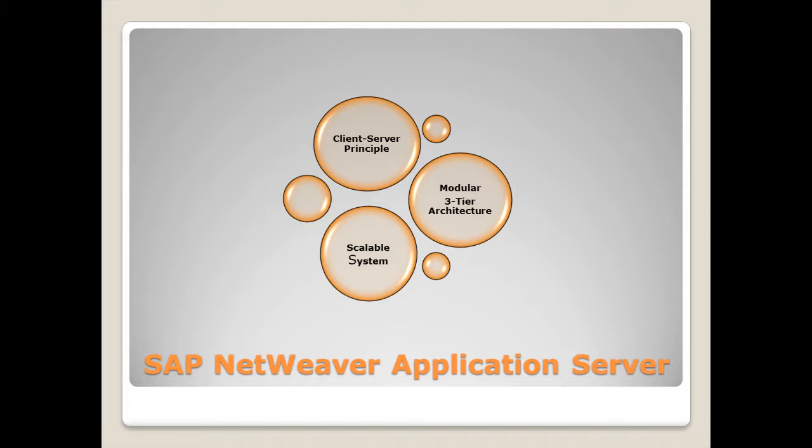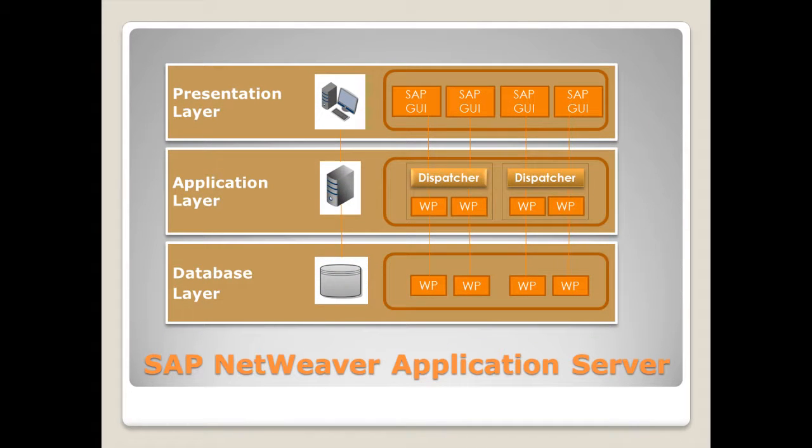And here's the typical architecture of the NetWeaver application server. It has these three layers. The topmost layer is the user interface. This presentation layer, the user can access directly. Besides the SAP GUI, there can also be mobile devices or web browsers.